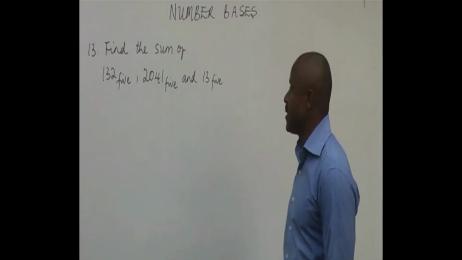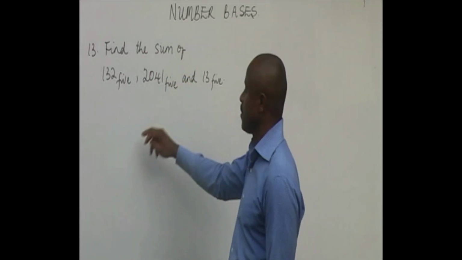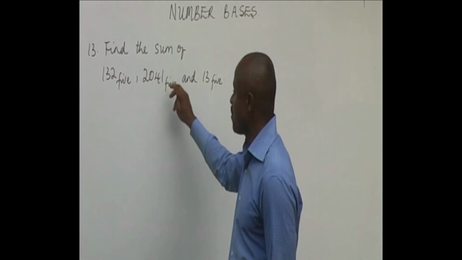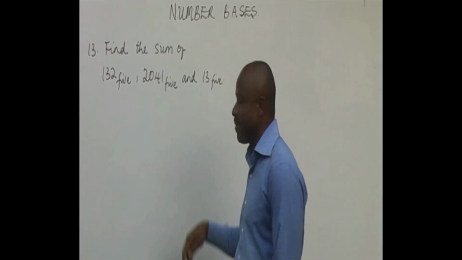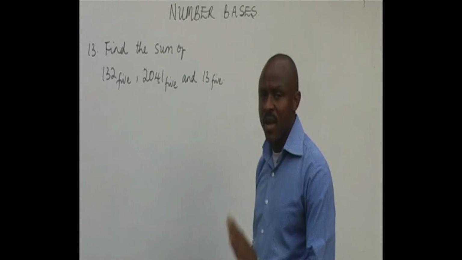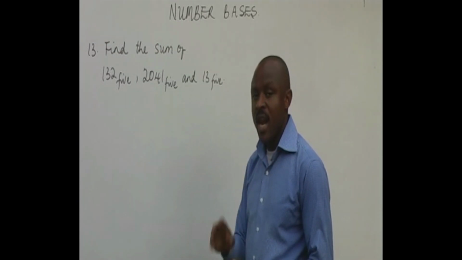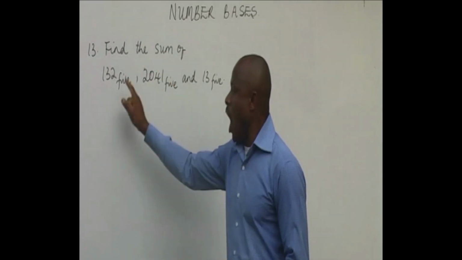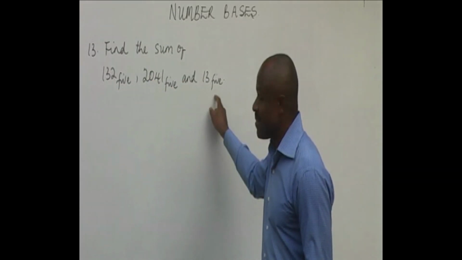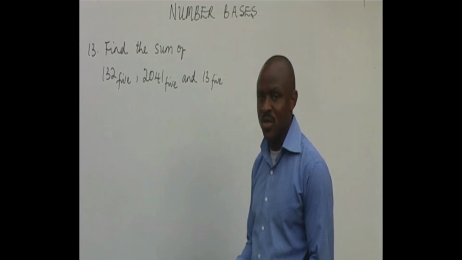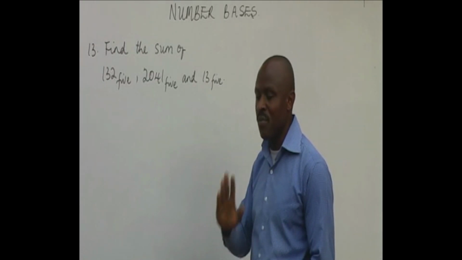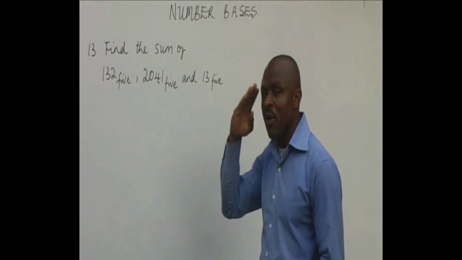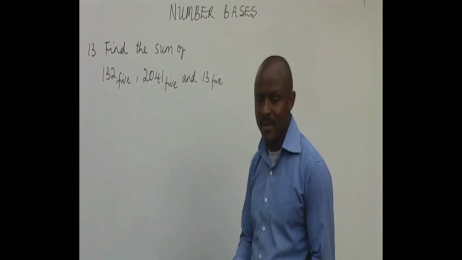Question number 13 says we should find the sum of 132 base 5, 2041 base 5, and 13 base 5. Please let me beg you, in the name of mathematics, all these values are in base 5, not in base 10. Students always have the problem that when they are adding these things, they forget that they are not adding in base 10.